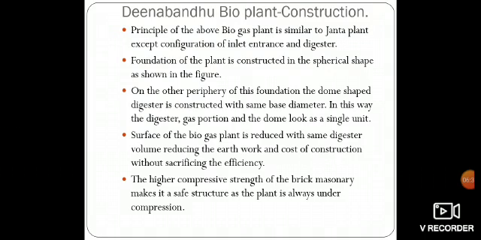The surface of the biogas plant is reduced with the same digester volume, reducing the earthwork and cost of construction without sacrificing the efficiency. The Deenbandhu biogas plant was designed to overcome the economic constraints, so the volume of earthwork and the cost of construction are reduced without sacrificing the efficiency. The higher compressive strength of the brick masonry makes it a safe structure, as the plant is always under compression.